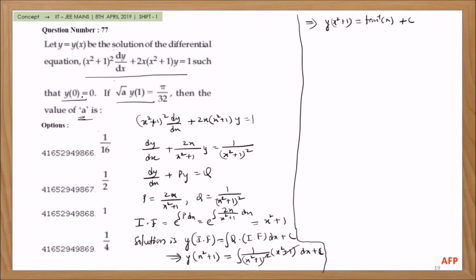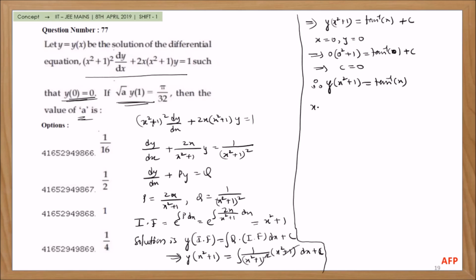Now using the initial condition, x equals 0 and y equals 0, substitute in this: 0 equals (0 square plus 1) times tan inverse of 0 plus c. So this implies c equals 0. Therefore we can write y into (x square plus 1) equals tan inverse of x, since c is 0. So now we will go to this condition.